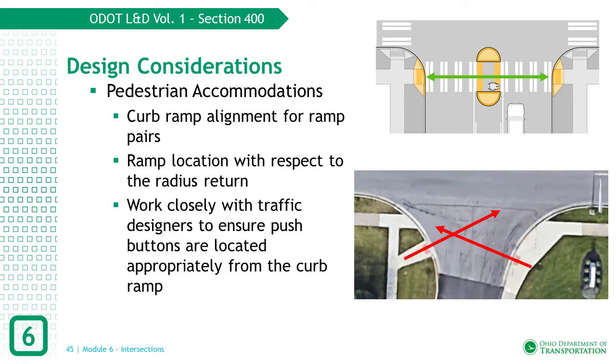Location of the curb ramp along the radius return is important for pedestrian visibility. It is preferred that curb ramps be placed close to or within the radius return to increase pedestrian visibility for motorists. Curb ramps that are further away from the radius return result in ramps that are located further away from an intersection and out of the line of sight for turning vehicles.